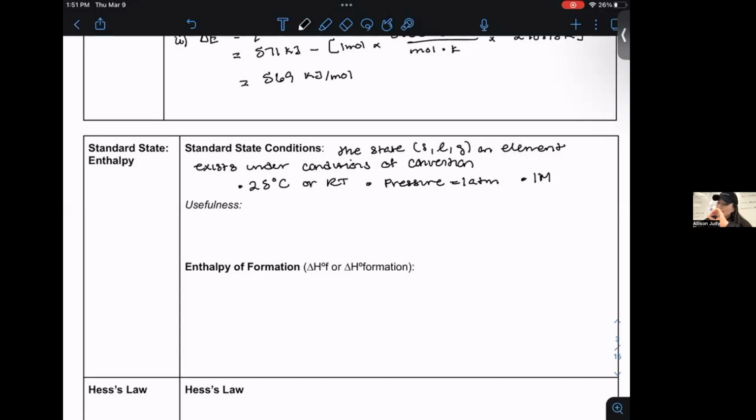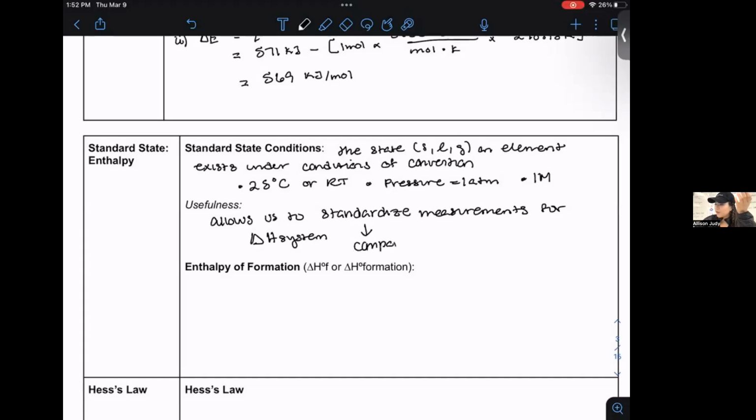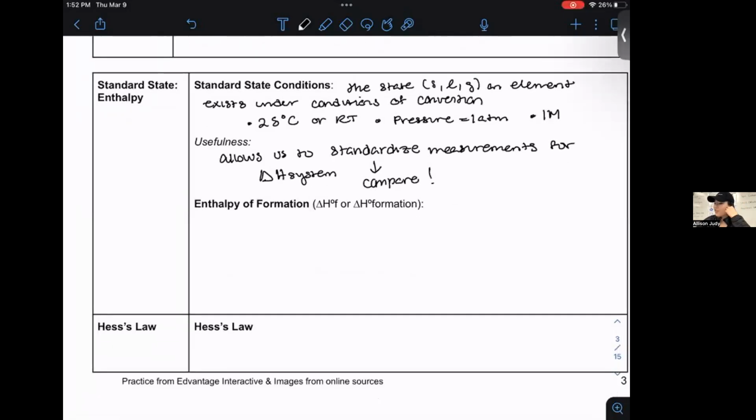So why do we like this? It's because it allows us to standardize measurements for calculating the enthalpy H of a system. It also allows us to compare, right? If we can standardize, we can also compare, which is really helpful, right? So we do this with enthalpy calculation.